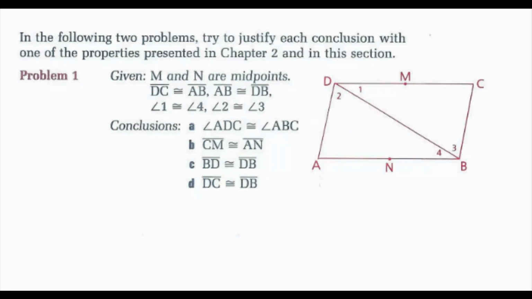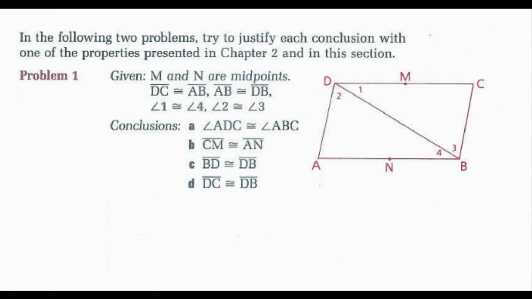Now looking at a few sample problems, I want to try and justify each conclusion with one of the properties presented in Chapter 2 and in this section. So looking at problem 1, I'm given the following givens, and I want to conclude that angle ADC is congruent to angle ABC, line segment CM is congruent to line segment AN, line segment BD is congruent to line segment DB, and line segment DC is congruent to line segment DB.